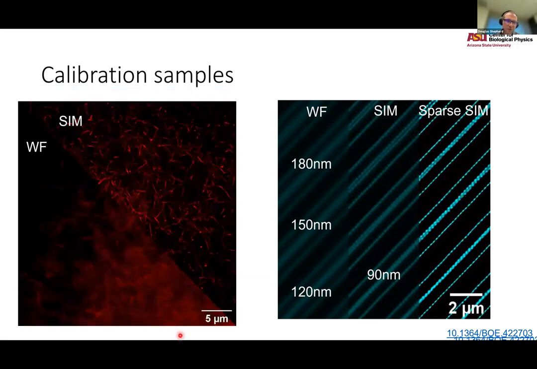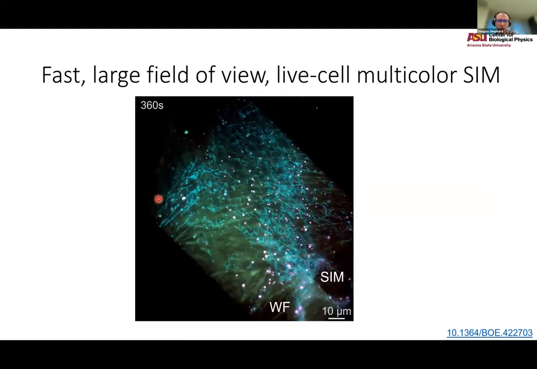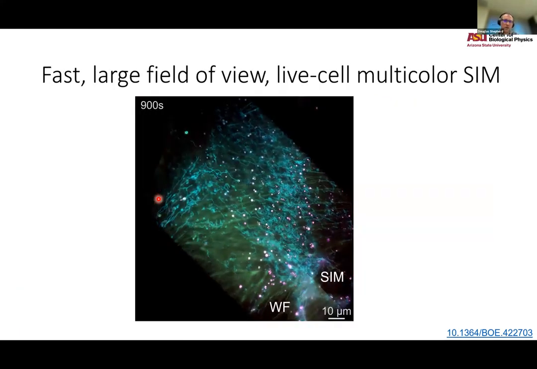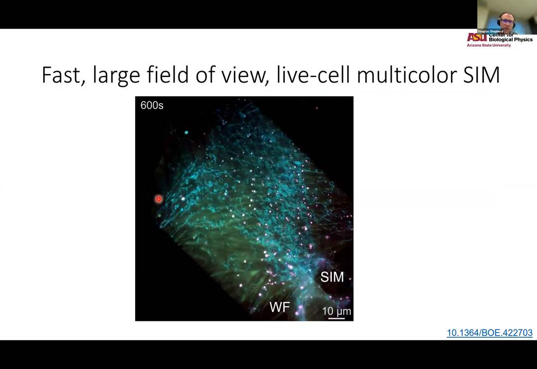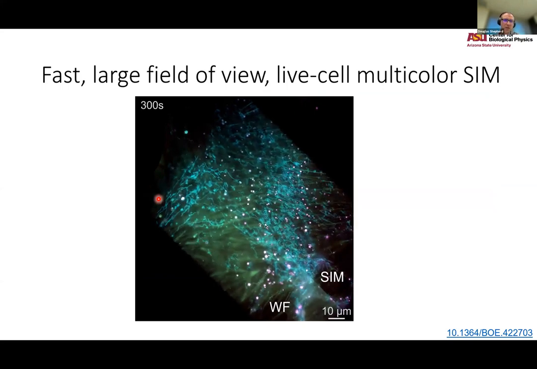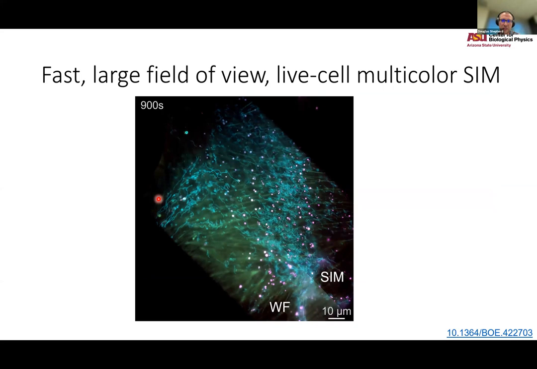We can image, say, fluorescent collagen on a slide to see how we do. So here we can actually see we resolve these individual collagen fibers. You can see a little bit of reconstruction noise in this image. And then what we can get to is, now we've done sort of the largest field of view to date in one of the faster live multicolor SIM experiments. And this is just an example of that.